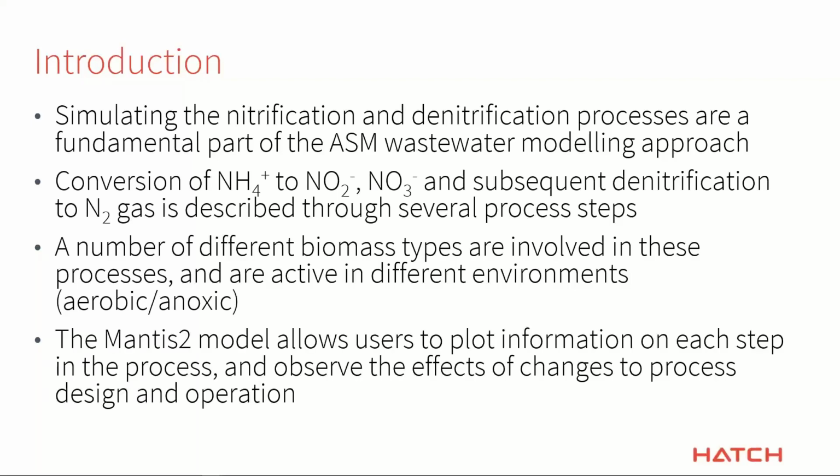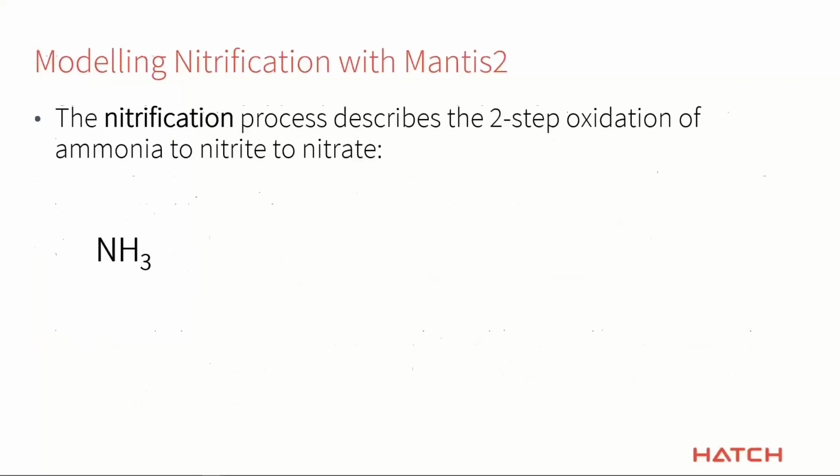So the Mantis 2 model allows you to plot a lot of information about what's going on throughout your BNR process. You can plot a lot just by looking at the concentrations that are available. You can also go to the output variables menu and then go to internal variables, and you could plot the value of each row or each step in that process and use that information to help sort of understand what's going on in your system.